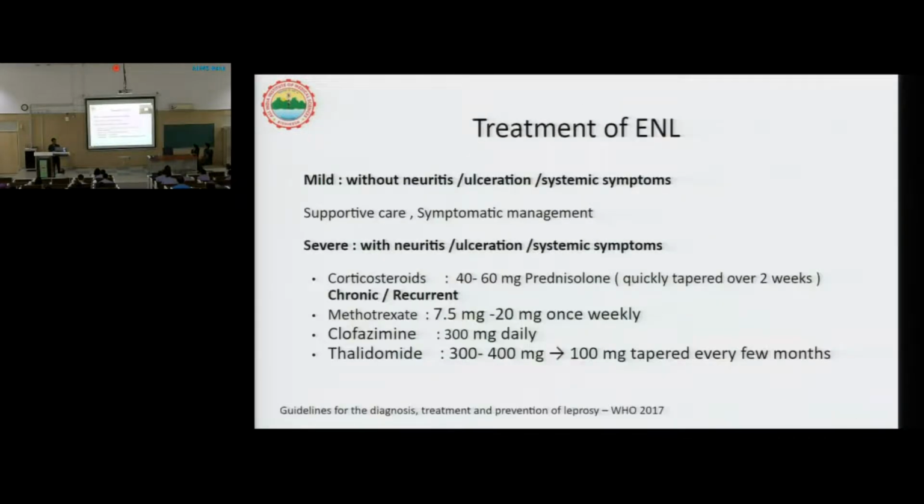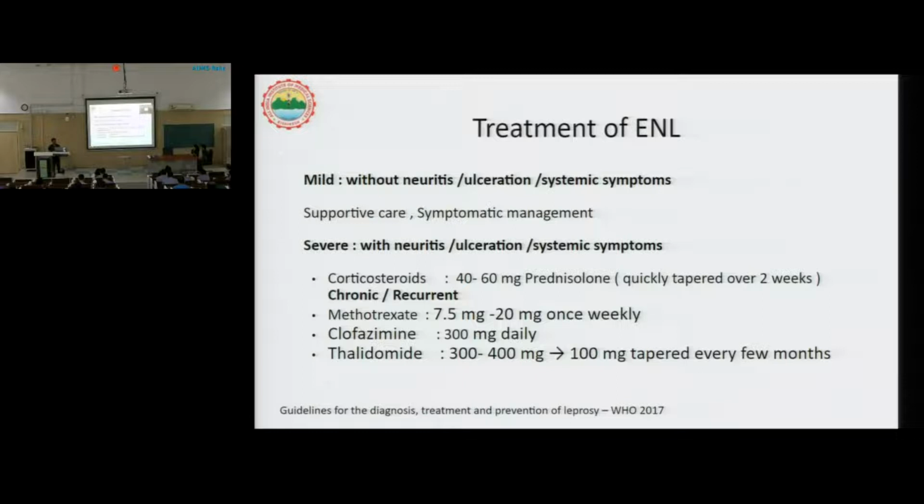Coming to treatment of erythema nodosum leprosum, mild erythema nodosum leprosum without any neuritis, ulceration and other systemic symptoms can be dealt with supportive care and symptomatic management with antipyretics and painkillers. In severe patients with neuritis, ulceration and systemic involvement, patients should be treated with corticosteroids, 40 to 60 mg of prednisolone, which is tapered over 2 weeks.